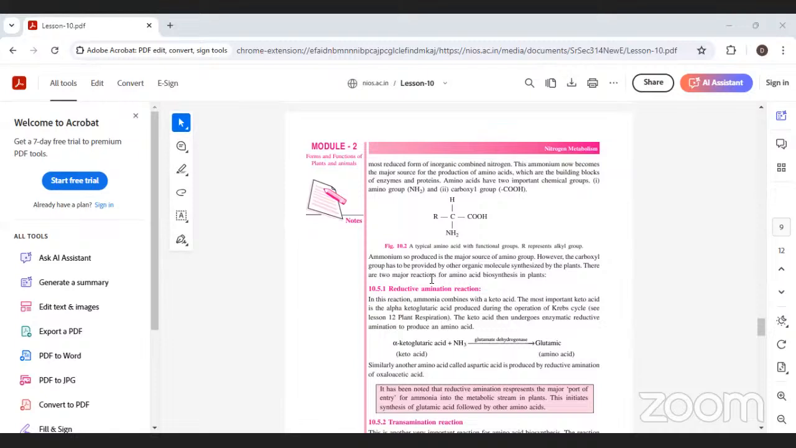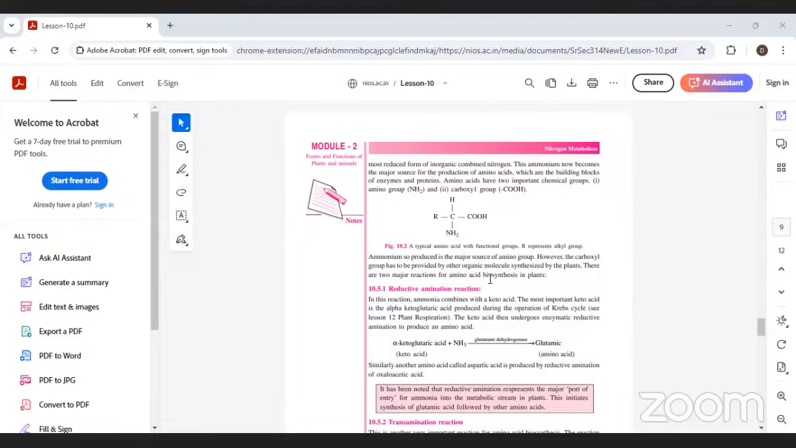Similarly, another amino acid called aspartic acid is produced by reductive amination of oxaloacetic acid.